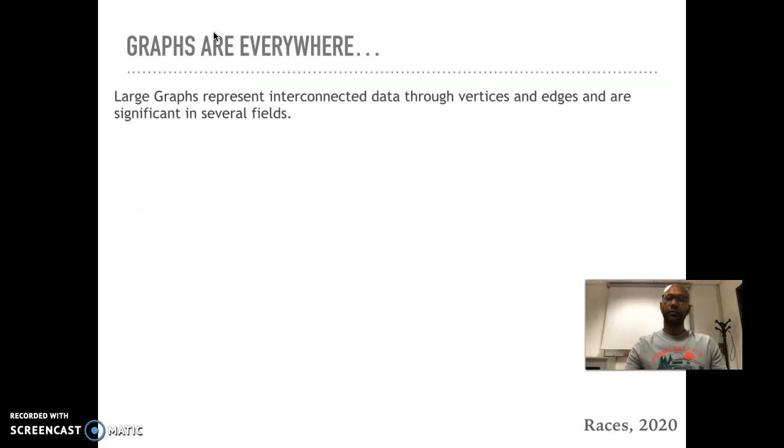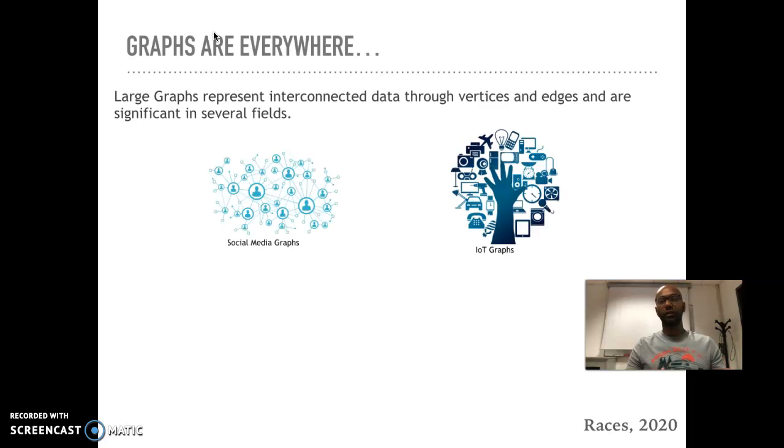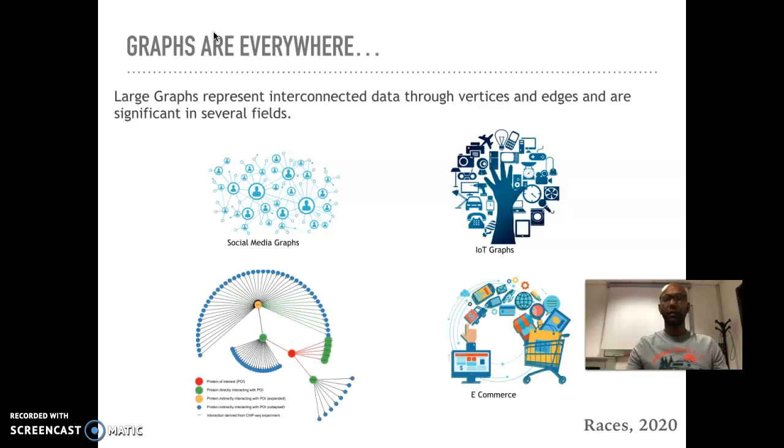Large-scale graphs are very important. They represent interconnected systems and they are found in several areas and domains. Typical examples could be social media graphs such as Facebook, Twitter, LinkedIn, and so on. They are very important in Internet of Things. They are found in other domains like protein-protein interaction graphs, e-commerce, and video portals.